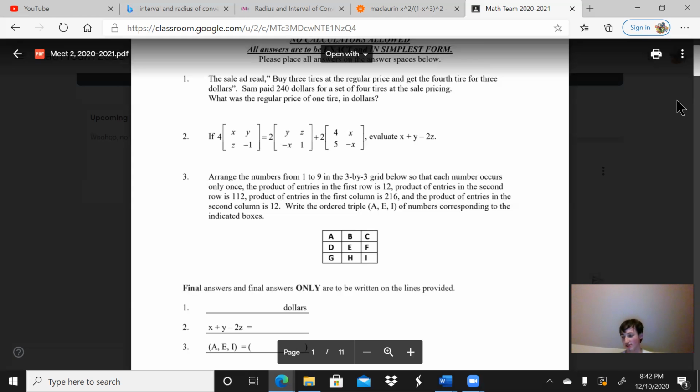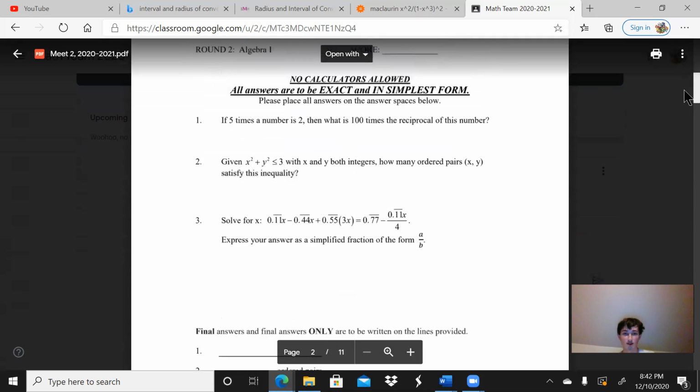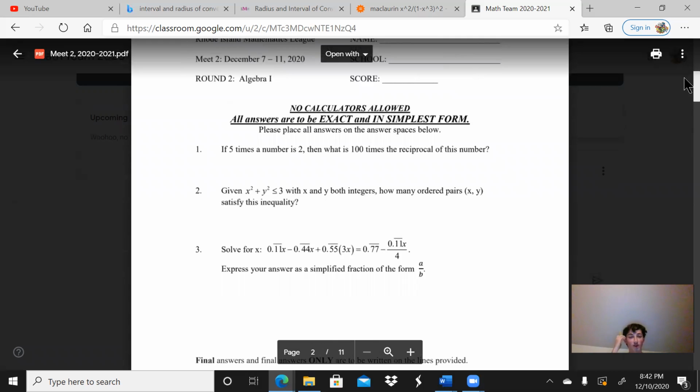Alright. Algebra 1. Again, I wouldn't be doing this round. Ready, set, go. Oh, okay. If 5 times a number is 2, what is 100 times the reciprocal? So 100 over x. So x is 2/5. 100 divided by 2/5. So that's 500 halves. 250. Very easy. I did that in 20 seconds.